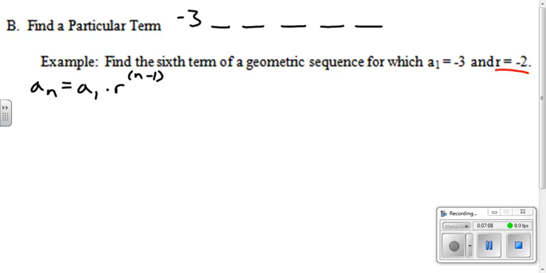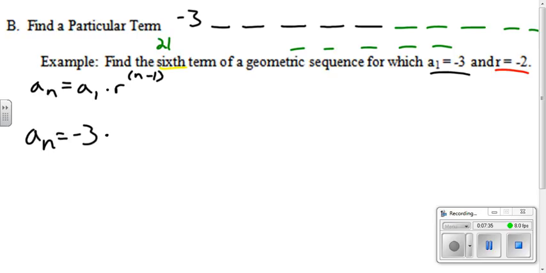But let's say it wasn't the sixth term. Say we actually wanted the 21st term. Well, we don't want to have to count out 21 times and keep multiplying by negative 2 each time. We just want a quick, easy way to plug in our values. So we would say our a sub n equals a sub 1, which is negative 3, times our r value, which is negative 2, to the n minus 1 power.